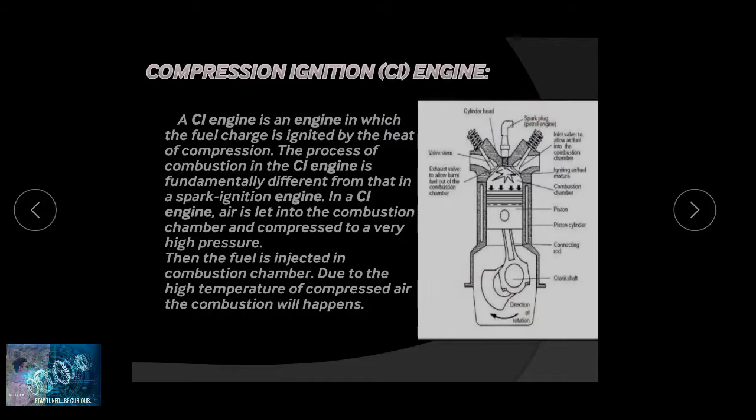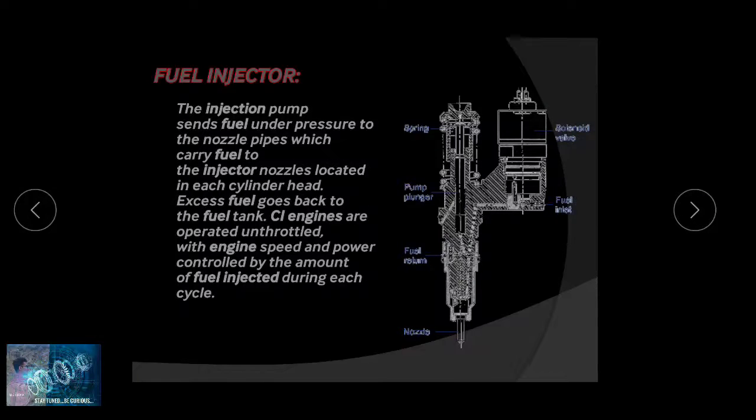This is a diesel engine and also called a CI engine. This is a fuel injector which injects the fuel into the combustion chamber, remaining most of the parts are same as the spark ignition engine. This is a cross-section view of the fuel injector. The injection pump sends fuel under pressure to nozzle pipes which carry fuel to the injector nozzle located in each cylinder head. Excess fuel goes back to the fuel tank. CI engines are operated unthrottled with engine speed and power controlled by the amount of fuel injected during each cycle.